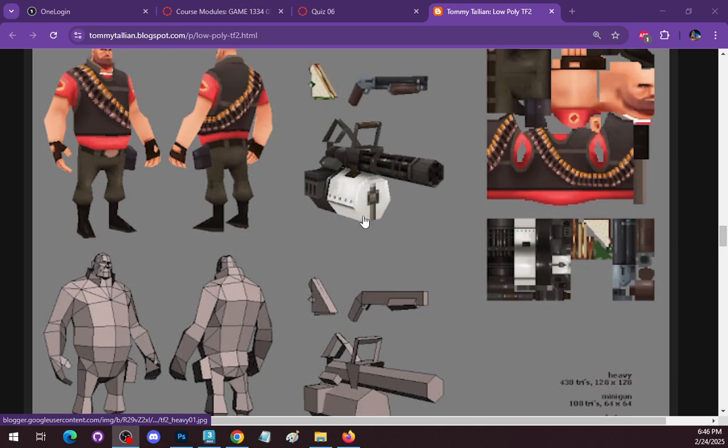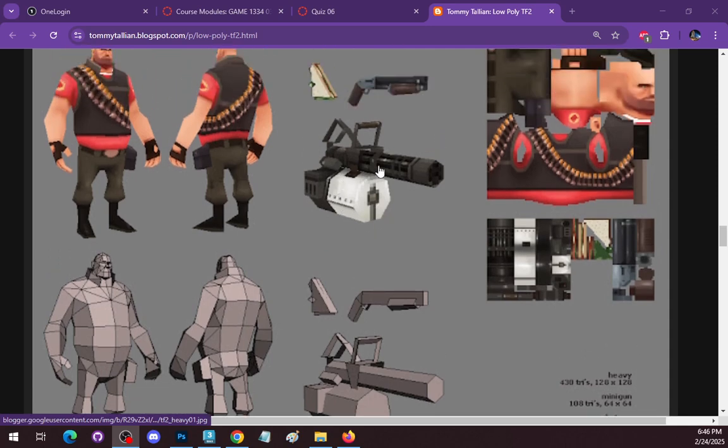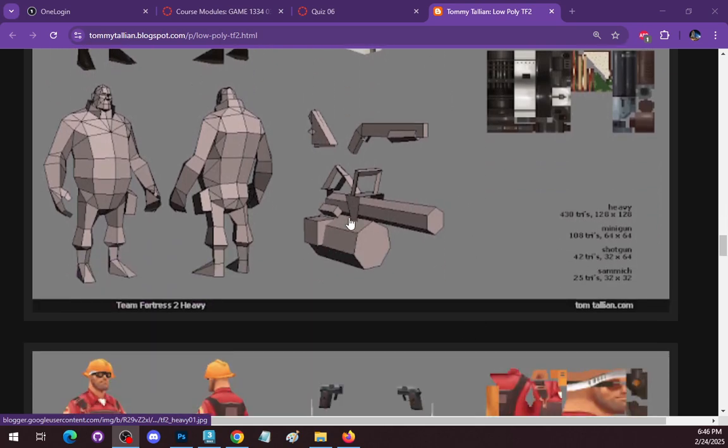But here's the minigun. It's 108 tris. This is probably one of the biggest things that he's built. But he's got a 5-sided cylinder here, a 5-sided cylinder right here. But you can see that there's a lot. It's in the details. He's got the handle here, the handle right here, this piece right here, and this piece right here. But the bulk of it is this piece right here and this piece right there. They're 2 cylinders.